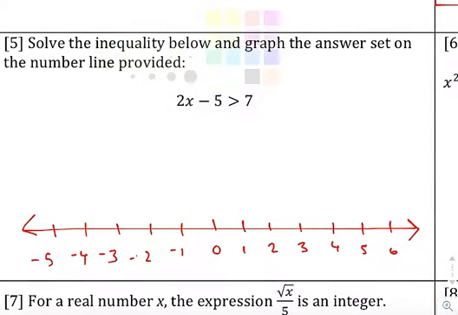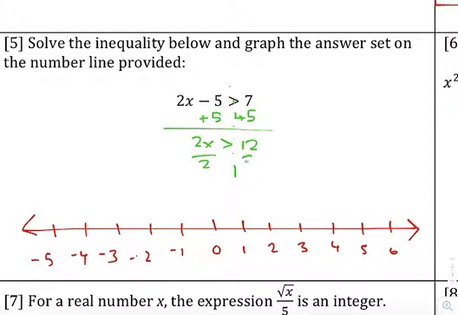Okay, so when you set up to solve this inequality, this goes all the way back to algebra 1. Remember that we're just going to treat this like a regular equation, get x by itself. So of course we're going to add 5 to both sides. So we'll end up with 2x is greater than 12. And then we'll divide by 2 on both sides, leaving us with x is bigger than 6.